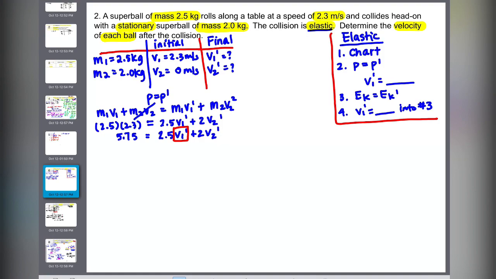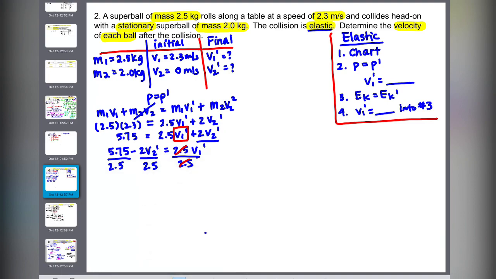Okay, so this is what I'm isolating for. So rearrange the equation. I'm going to first of all subtract this on the other side. So 5.75 minus 2 v2 prime equals 2.5 v1 prime. Divide both sides by 2.5. Don't forget, you need to do it for both terms, right? I'm going to write it out. Okay, so now this 2.5 is gone. So I'm getting v1 on its own. Then I'm going to work out what each of them are.